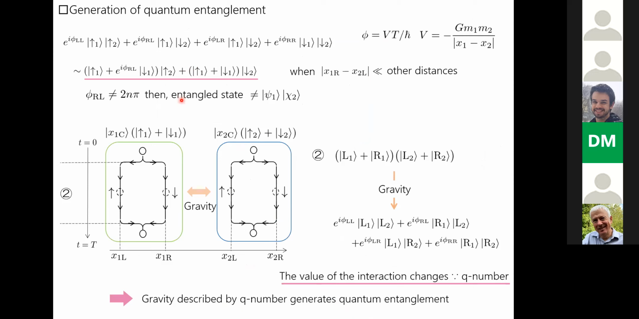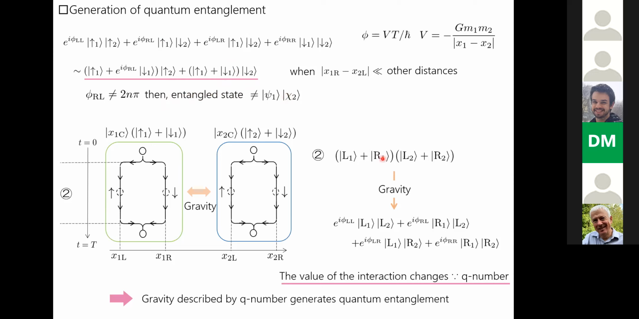For example, let us consider that the phase phi RL, given by the shortest distance, is dominant. In this case, the other phases, phi LL, phi LR, phi RR, are neglected, and the spin state is approximated as follows. This state cannot be written in a product form when the phase phi RL is not 2nπ, where n is a natural number. Hence, we find the state is entangled.